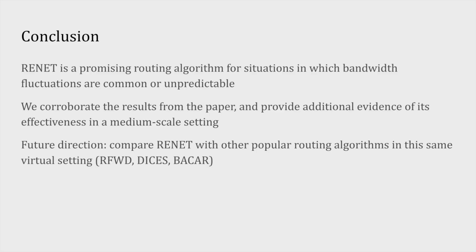So in conclusion, we can see that RENET is a pretty promising routing algorithm for situations in which bandwidth fluctuations are common or unpredictable, and particularly in the real-world environments, which is what the paper studies. But we corroborate the results from the paper in the virtual setting, and we provide additional evidence of its effectiveness. And one future direction would be to compare RENET with other routing algorithms such as RFWD, DICES, and Picard, which the paper only does in the real-world setting.